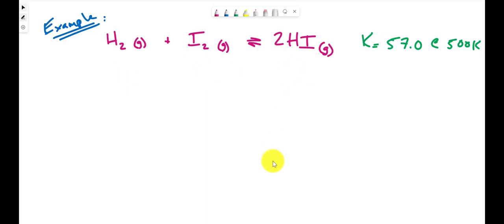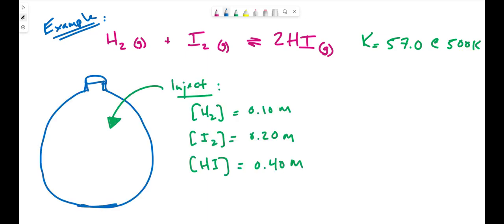So the example I have written up here is hydrogen gas plus iodine to make hydroiodic acid. And we know that it has a K of 57, and that's at 500. So let's pretend we have this round bottom reaction vessel and that we have all three of these species, H2, I2 and HI, and we inject them with a syringe all at the same time at these three concentrations.